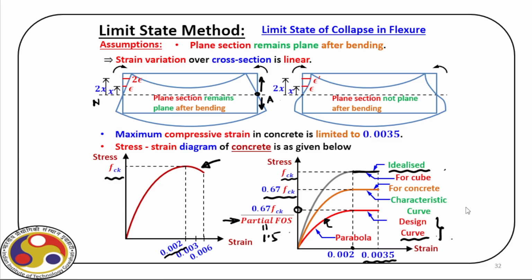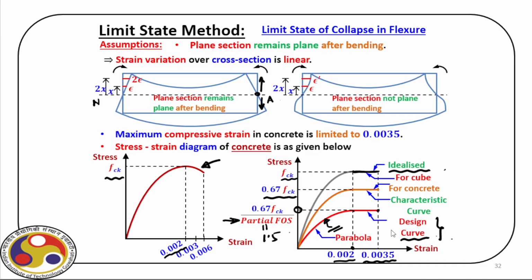First thing is, for concrete, the idealized curve here, which is initially parabolic, then straight line. The respective design value is 0.67 fck by the factor of safety, which is 1.5, and the strain limits are 0.002 and 0.0035. That is the point of failure.